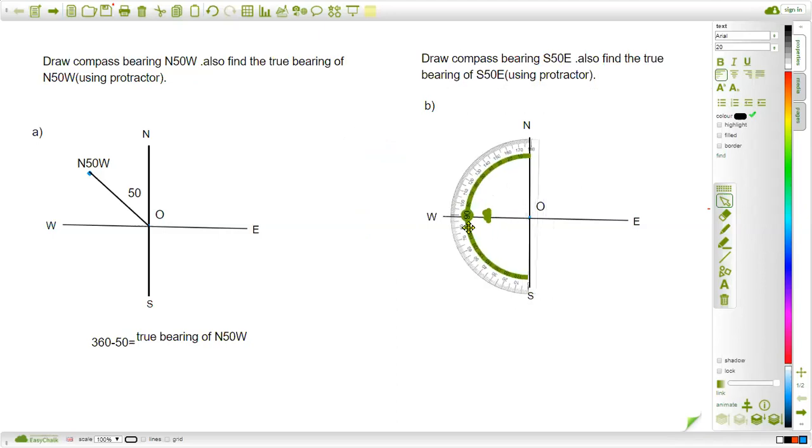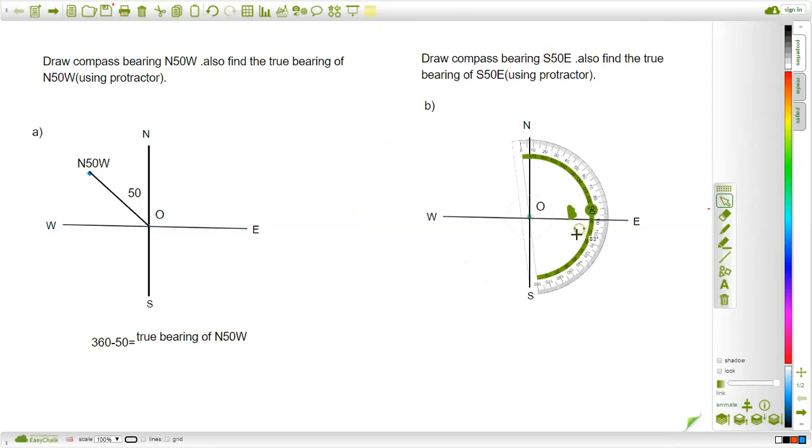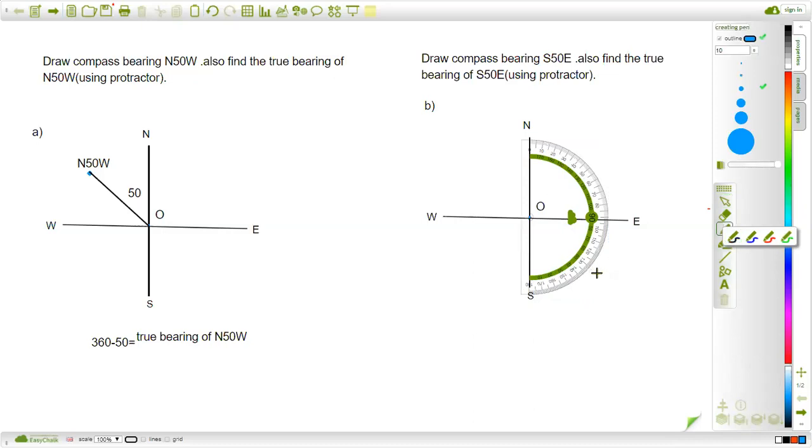We have to go from the south pole. Okay, from the south pole we have to go 50-degree towards east. Okay, let me mark that point at the 50-degree. Okay, 40-degree, just 10, 20, 30, 40, and this is just 50-degree.